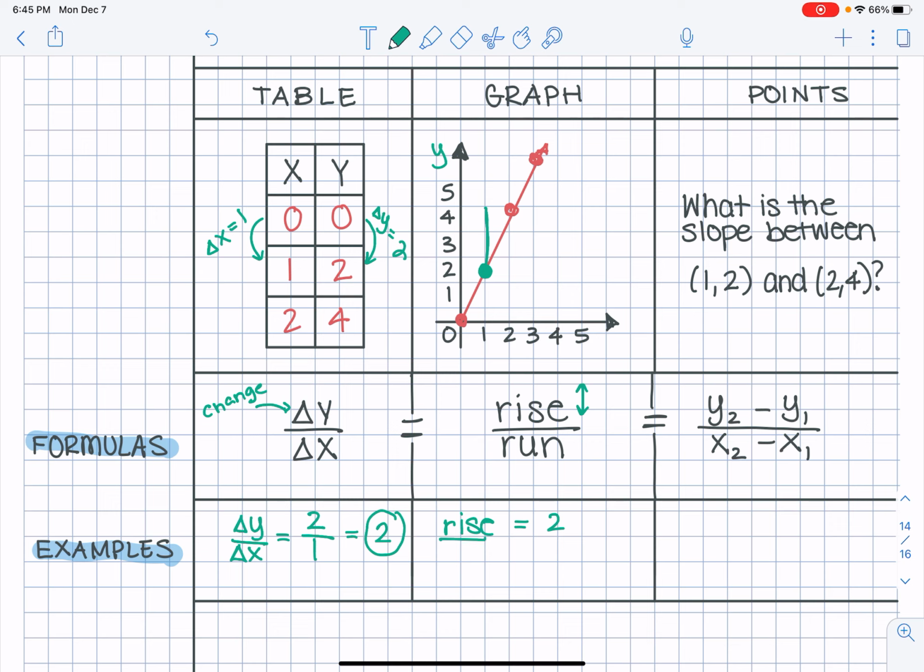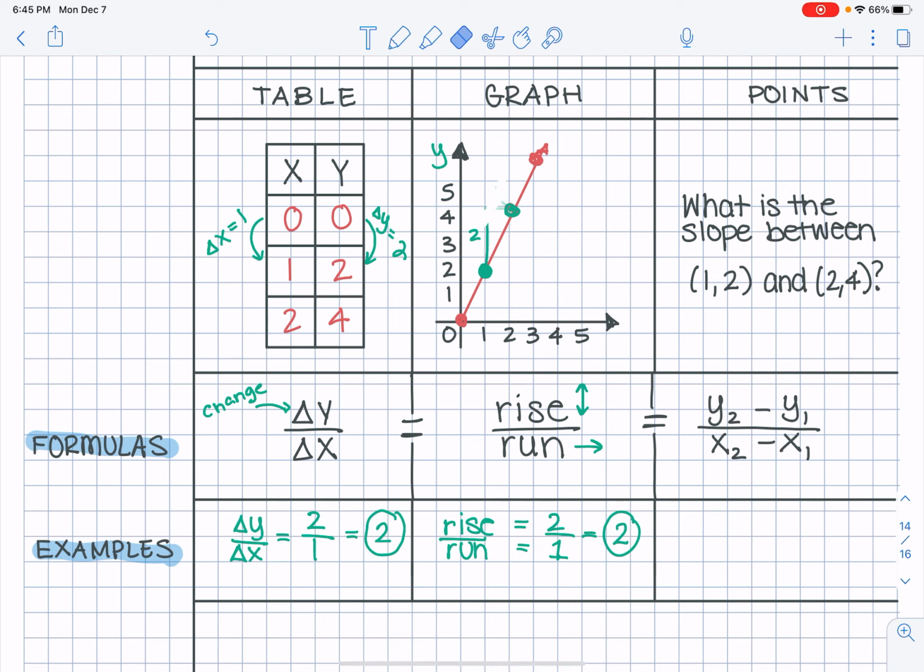My run means how far over do I have to go? And when I count, I only go over 1 box to get to this second point. I'm only going over 1. So my rise is 2 and my run is 1. So same thing as the other part, right? And I know when I have a denominator of 1, I can just eliminate it. So my slope for my graph is 2 over 1. And it's always going to be 2 over 1.